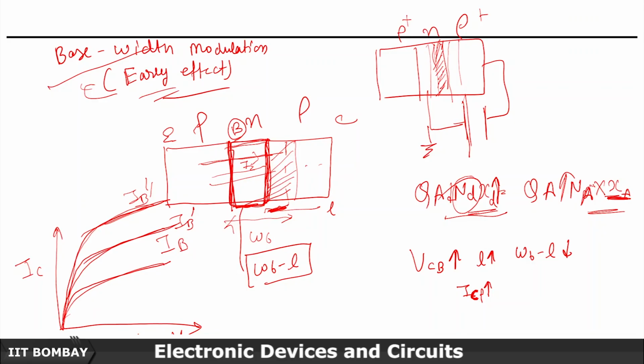Because of this, as VC is increasing, your depletion length is increasing and your base length is decreasing, which is increasing your IC current, because now most of the current is able to reach the collector region. There is very little recombination compared to the situation where the base width was significantly large. So this basically explains why these curves are not linear. So now we have an answer for this question.